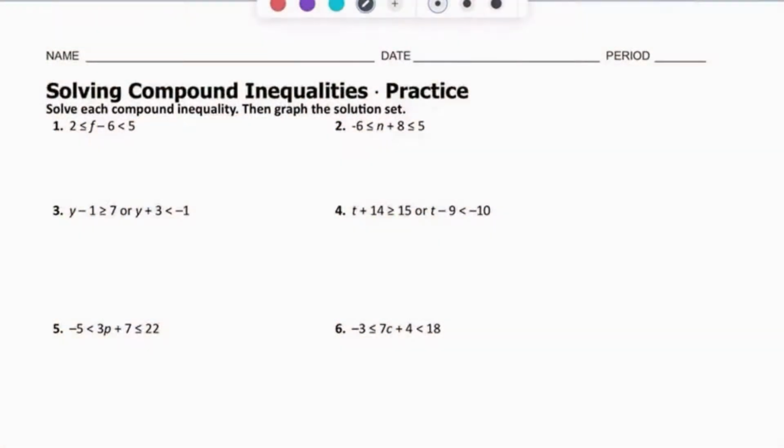Okay, good morning. I wanted to make sure to have some practice so that when we return to school tomorrow, we are fully prepared to pick up where we have left off on solving compound inequalities. So these should not be anything that's super difficult, just some review things of stuff we've already done.